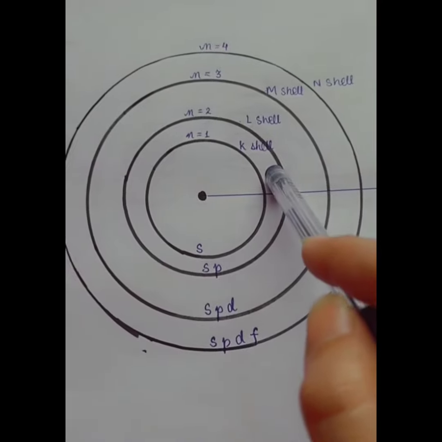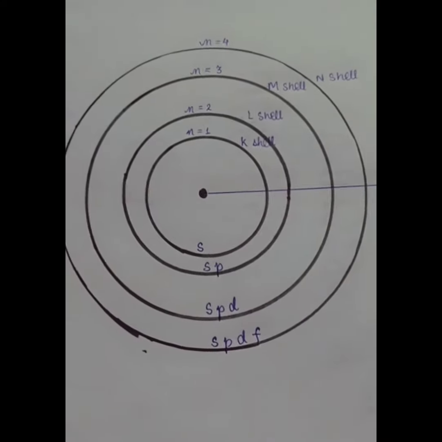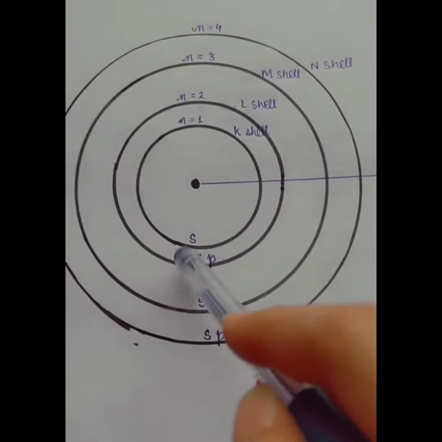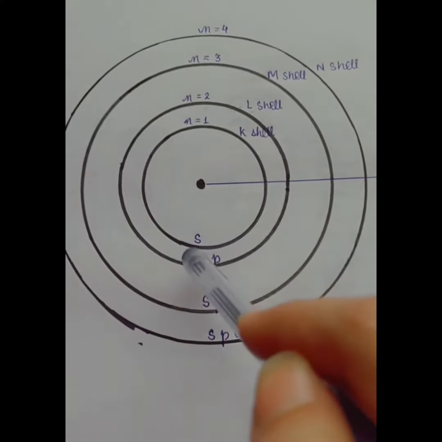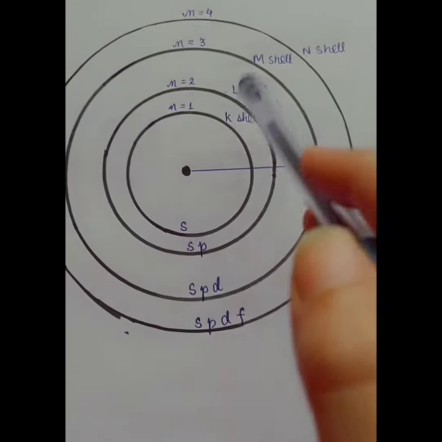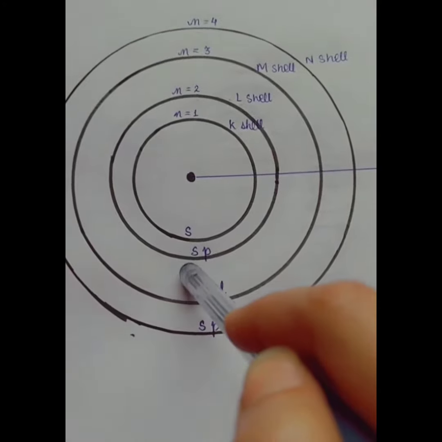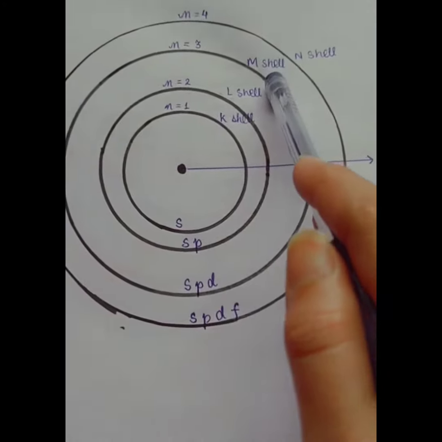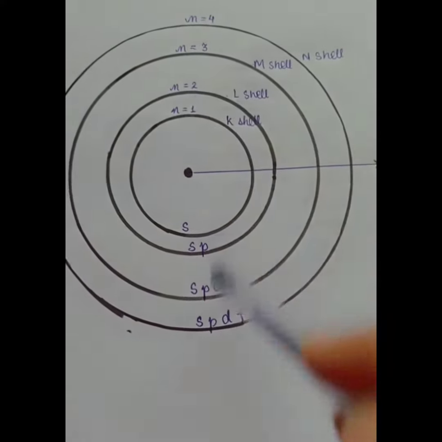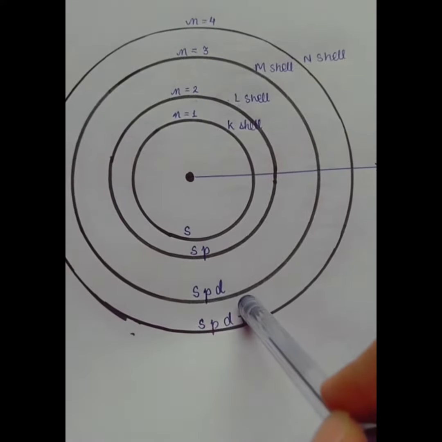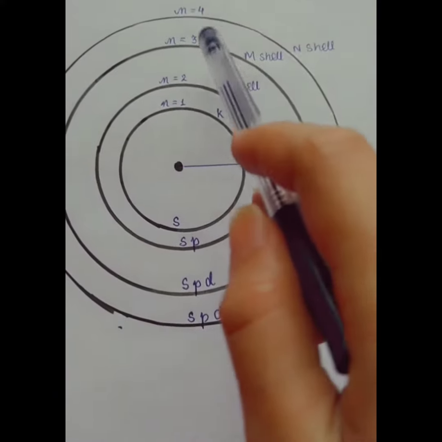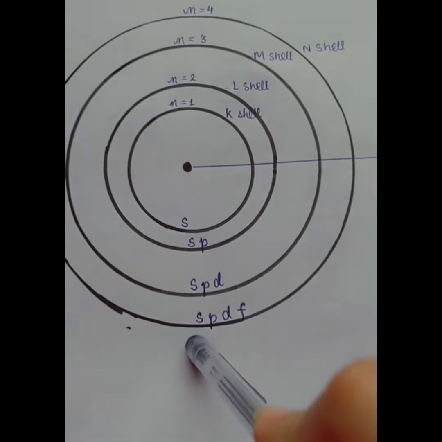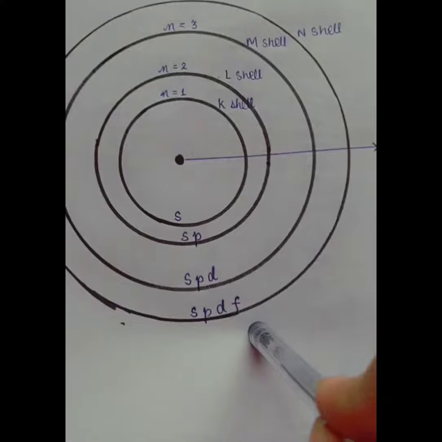The K shell consists of S subshell, the L shell consists of S and P subshell, that is 2. The M shell consists of 3 subshells, that is S, P and D, and the N shell contains 4 subshells, that is S, P, D and F. I hope you must have understood what is a shell and a subshell.